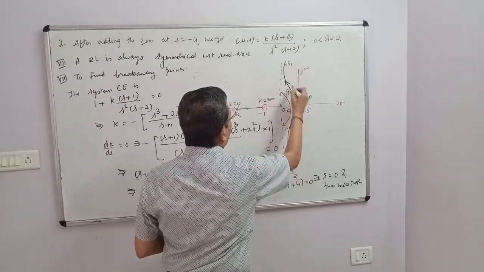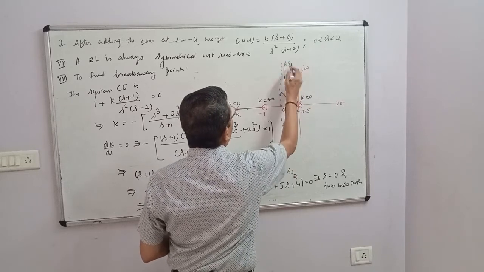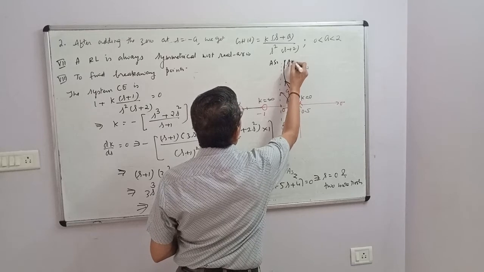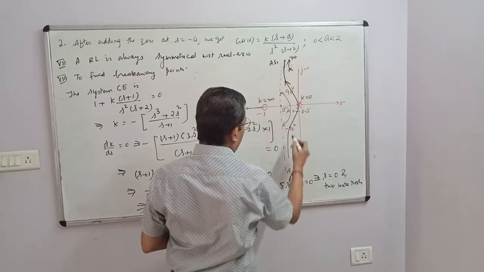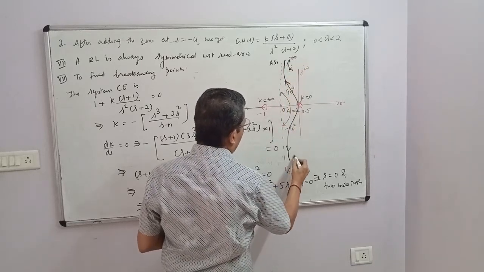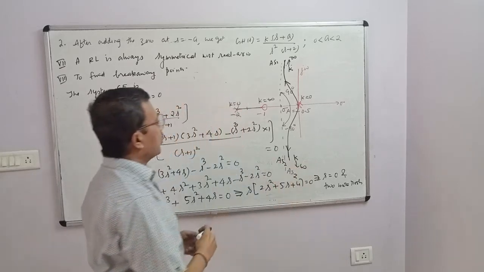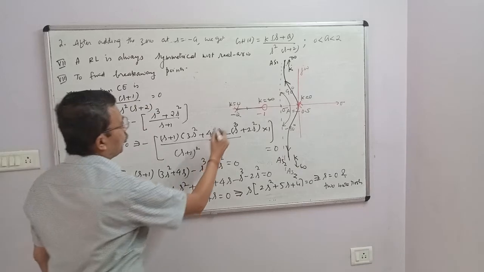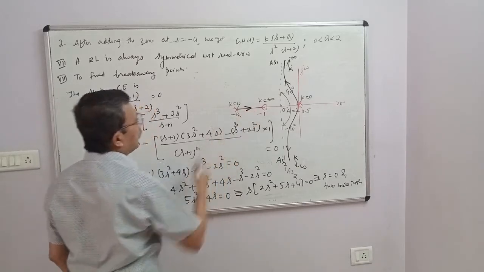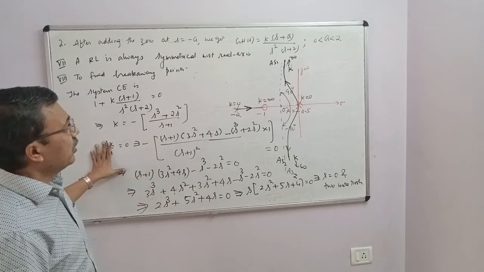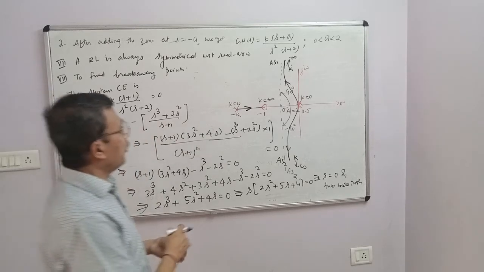See, one pole at the origin will go parallel to AS1 towards k tending to infinity. The other pole will go parallel to asymptote 2 towards infinity. This pole will meet the zero at infinity. So all the three branches lie on the left hand side of the s plane, hence the closed loop control system is stable.